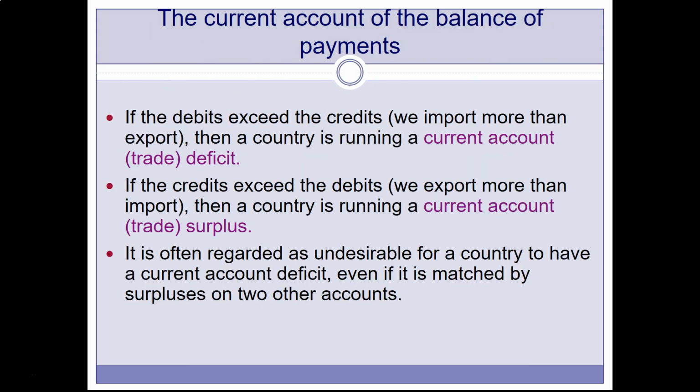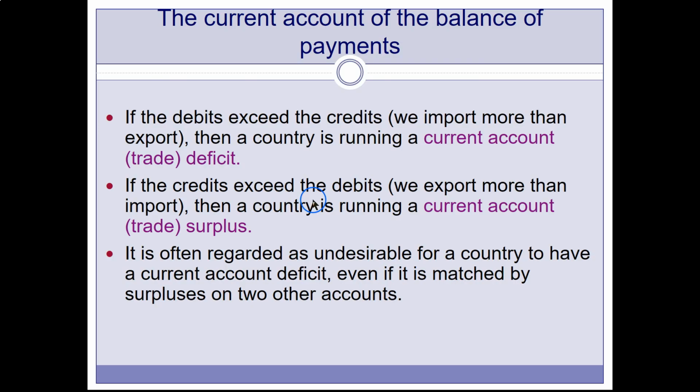So I've mentioned deficits and surpluses quite a few times already, so let's just ensure that you understand these concepts. A current account or trade deficit is a situation when we import more than we export, if our debits exceed the credits. In other words, we buy more than we sell. We spend money which we haven't earned yet. We are running a deficit, which will need to be covered somehow.